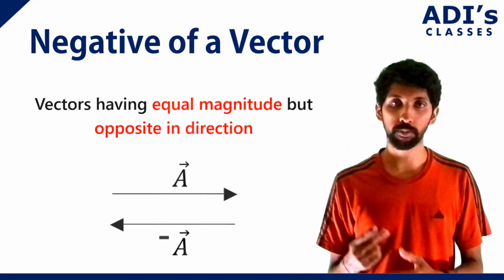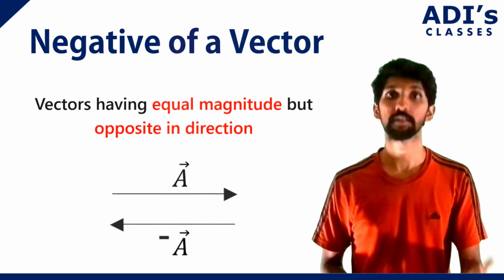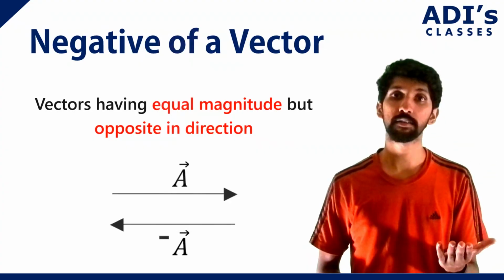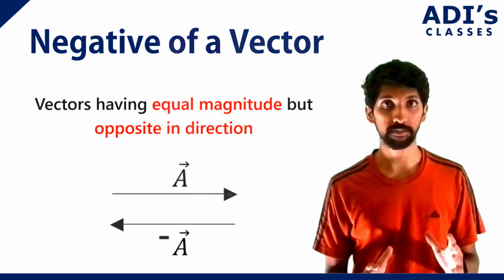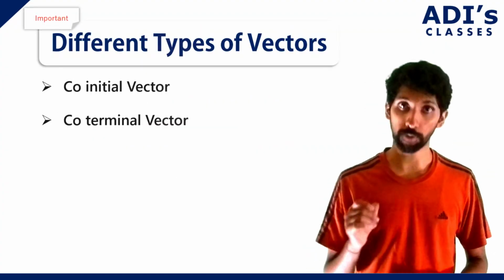I'll just go through it quickly again. First, you had co-initial vectors, co-terminal vectors, parallel vectors, equal vectors, anti-parallel vectors, and then the negative of a vector. So remember, from the next video, you'll be learning about the properties of vectors.